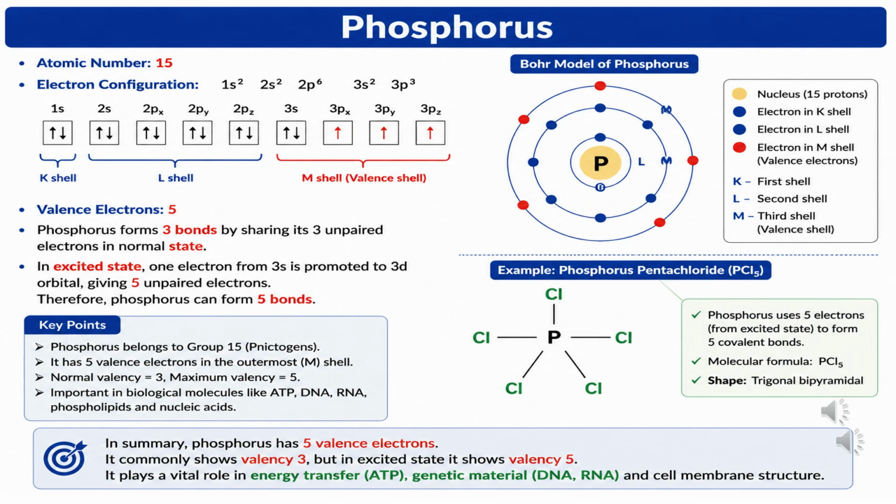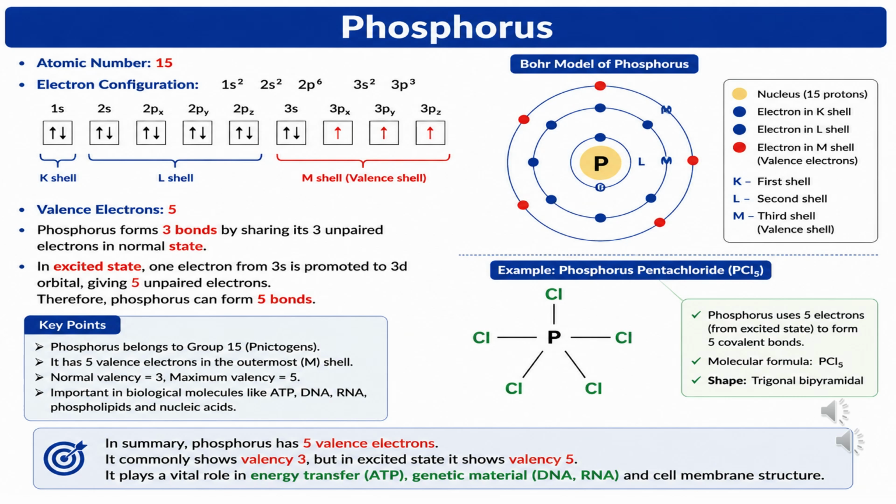Biologically, phosphorus is one of the most important elements in living organisms. It is a major component of adenosine triphosphate, ATP, the primary energy currency of cells. It is also an essential part of DNA and RNA, where phosphate groups form the backbone of genetic material. In addition, phosphorus is present in phospholipids, which are the main structural components of cell membranes.